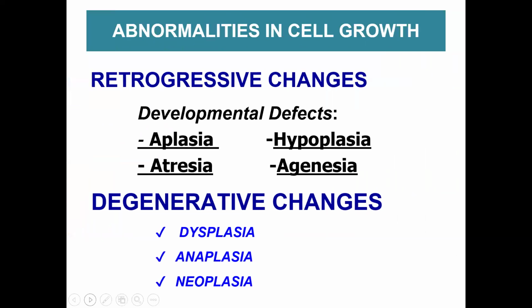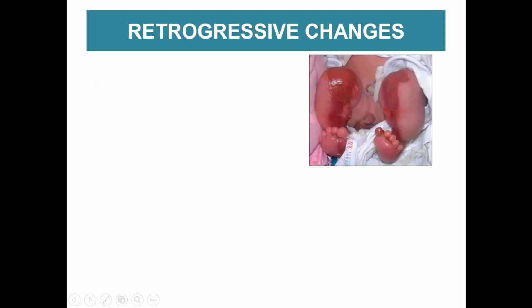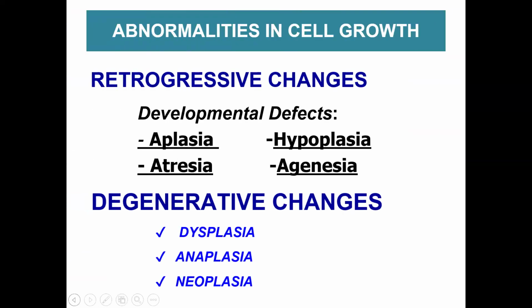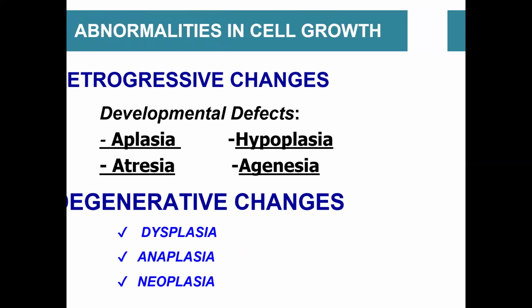For abnormalities in cell growth, you have your retrogressive changes and also your degenerative changes. Under your retrogressive changes are your developmental defects. So you have here your aplasia, your atresia, your hypoplasia, and your agenesis. Under your degenerative changes are dysplasia, anaplasia, and neoplasia.